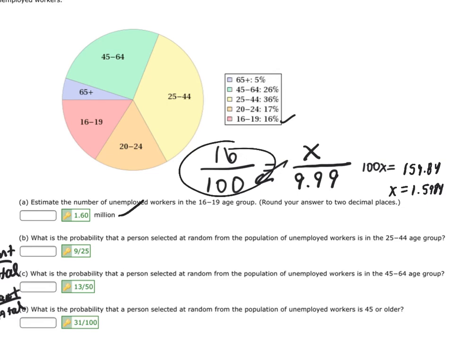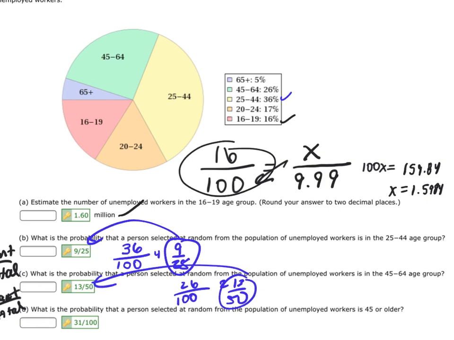What's the probability that a person is 25 to 44? Well, what's the percentage of 25 to 44 unemployed? 36%. Okay. Out of a total of 100% population. Well, if I divide both of these by 4, I get 9 out of 25. That's where that came from. What's the probability? The want over the total. So what do you want? You want the number of people 45 to 64 that are unemployed. That's 26%, out of the total percentage of 100. Well, divide that by 2. I get 13 over 50.